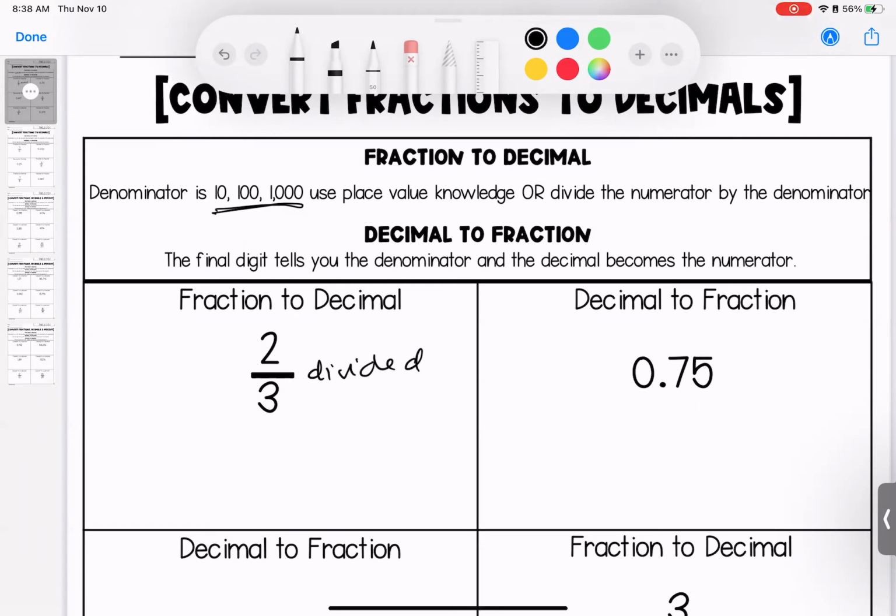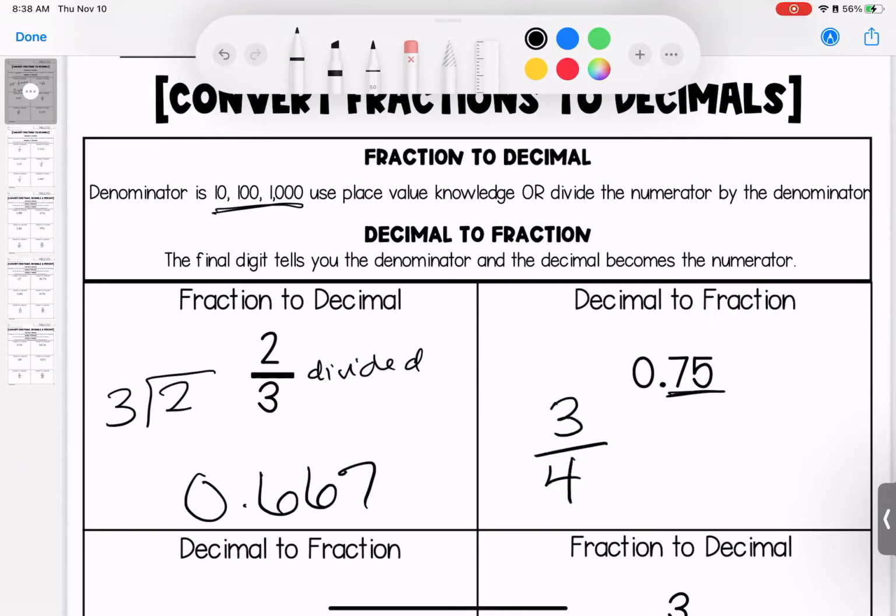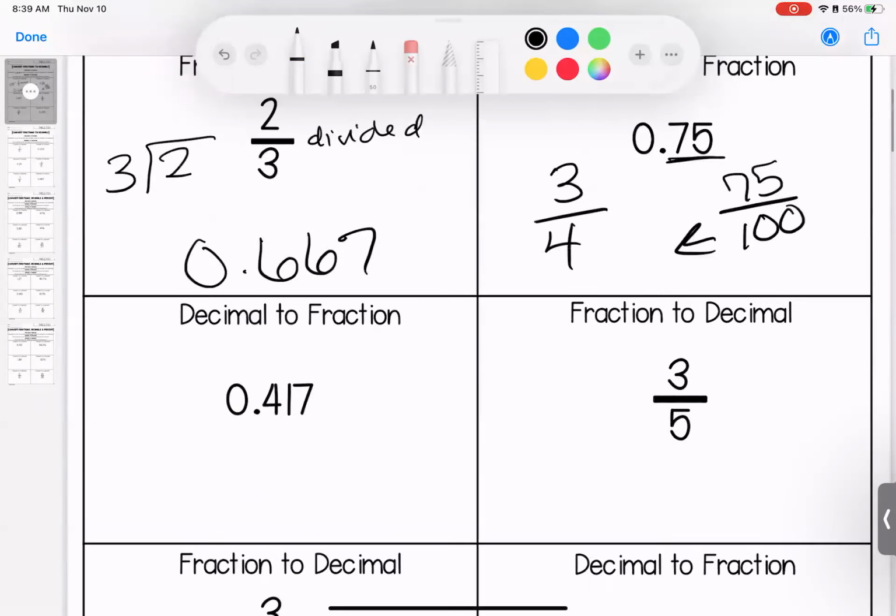All right. So first one, the denominator is a 3. We'd have to divide it. So we would do 2 divided by 3. Our answer would be 667 thousandths. 75 hundredths, we can think 75 cents. You have 3/4 of a dollar. You could also put this as 75 over 100 and simplify it down to 3/4. When in doubt, simplify.